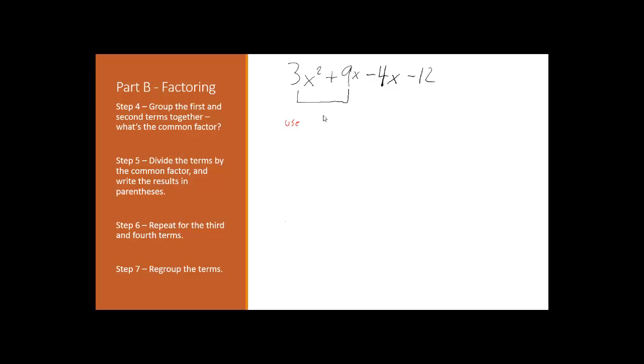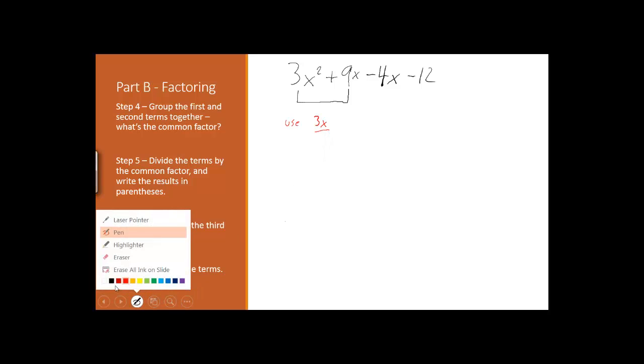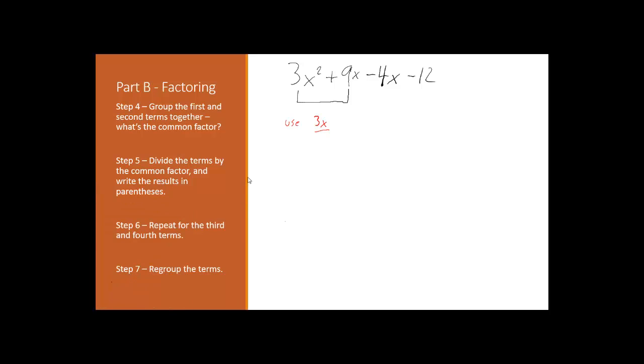So let's look at what they have in common. Well, they both have x, so whatever our common factor is, it should probably include x. And we may also notice we have a 3 and a 9, and both of those numbers are divisible by 3. So let's use 3x as our common factor. Here's what we're going to do with that common factor.